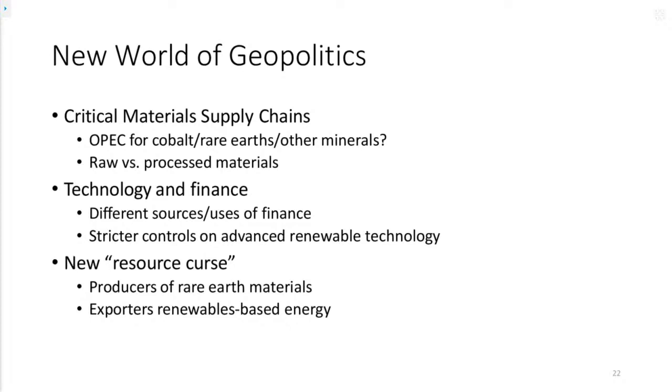And what does that mean? Maybe we're not talking about an OPEC led by Saudi Arabia for oil, but maybe there'll be an OPEC that will develop for producers of cobalt, rare earths, and other minerals that are so important in developing solar power, batteries, and other aspects of renewable energy. Not just control of the raw materials, but control of the process materials that go into that. And the impact of new technology and new financing mechanisms in the area of renewable energy that come about at the expense of, if you will, the traditional geopolitics of fossil fuel based energy.